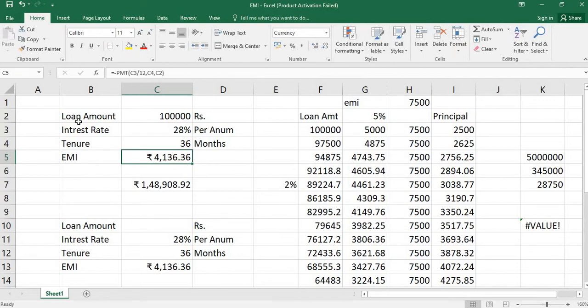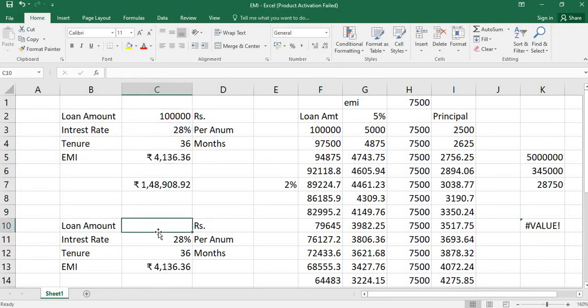If a person is borrowing an amount of rupees 1 lakh at an interest rate of 28% per annum, and the tenure is 36 months, he has to pay 36 months of EMI, 3 years of EMI. Then the EMI will be calculated as 4,136 rupees 36 paise per month. So we can calculate this EMI by using the PMT formula. The PMT formula is used to calculate the EMI.